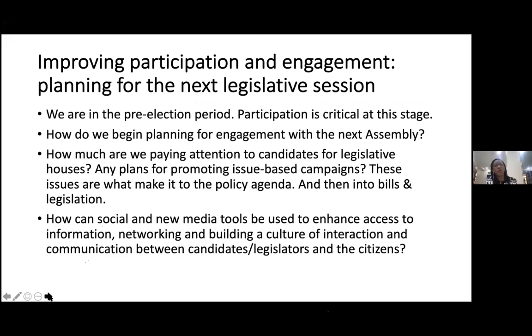I had to put in this slide because now we're in the pre-election season. And, talking about participation and engagement, I think it's really important to have that conversation in context and against that background. Participation is critical at this stage. So the question now is, we have assemblies that are rounding up or will soon be winding down. How do we begin planning? Now is the time to begin planning. You don't begin planning when the assembly members are inaugurated. So how do we begin planning for engagement in the National Assembly?